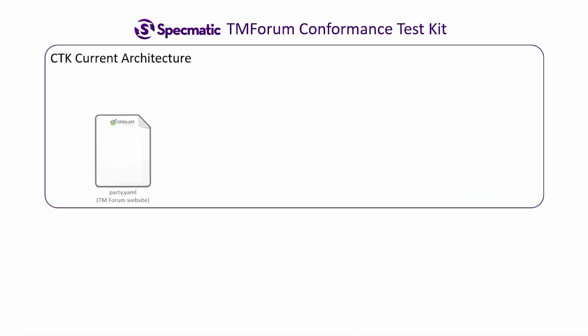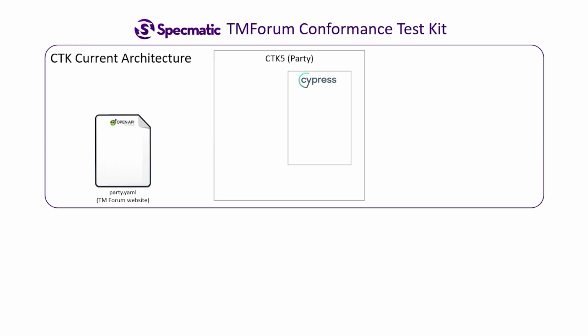TMForum provides an OpenAPI specification, the first source of truth, on its website, and the CTK for conformance testing. CTK v5 at its core leverages Cypress to test the API implementation. CTK v4 used to use Newman. There's a report generator that generates the report published for the conformance process. But it also contains its own copy of the API specification, which is another source of truth. And this is the first problem. There are now two sources of truth and they can diverge.